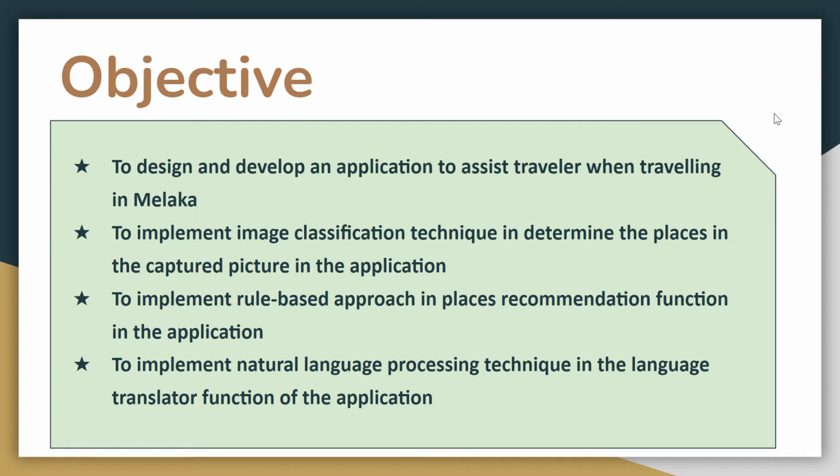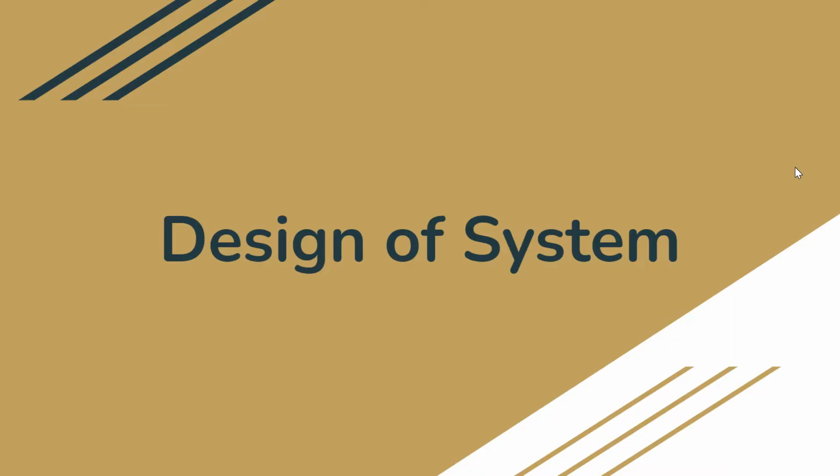In this application, the place detection function will be implemented using the image classification technique, and the place recommendation function will be implemented using the rule-based approach, while for the language translator function, the natural language processing technique is chosen. Next, we will look at the design of the system.